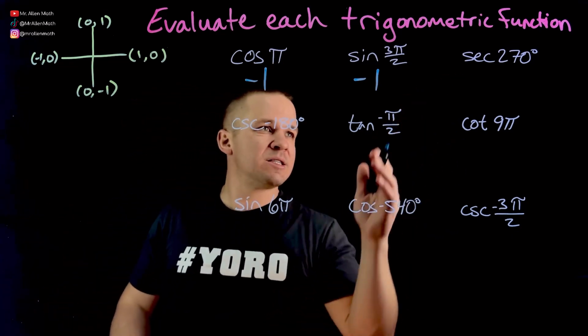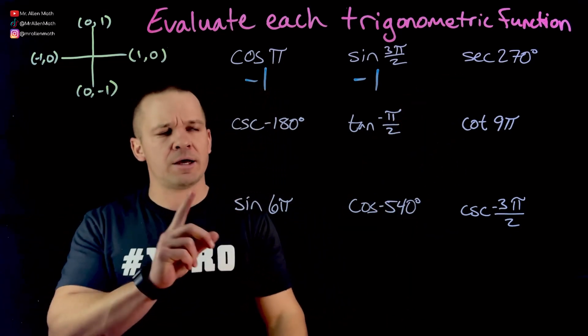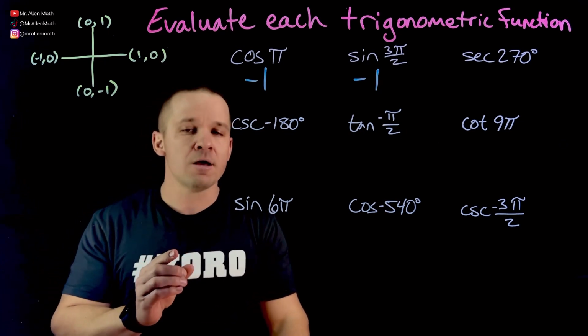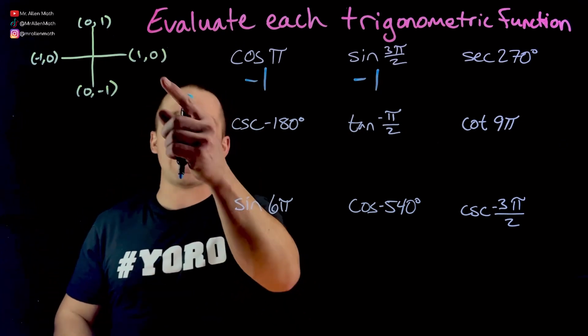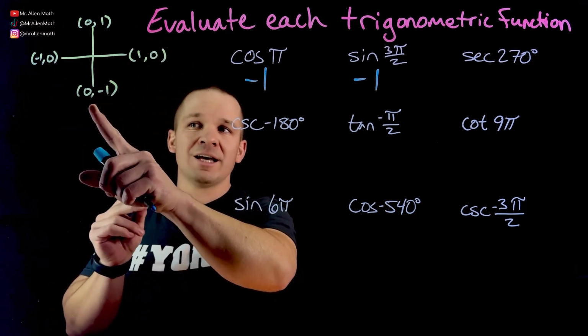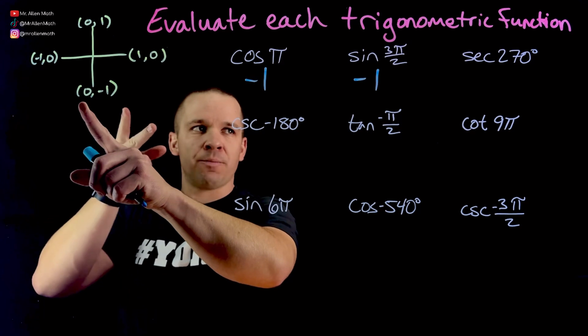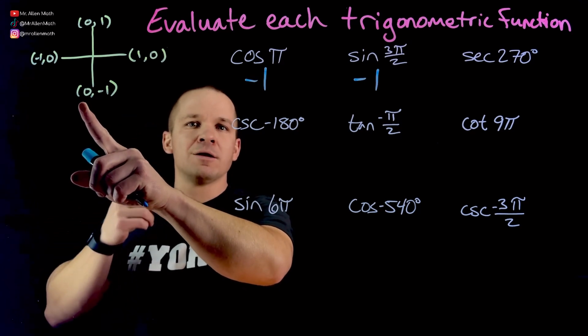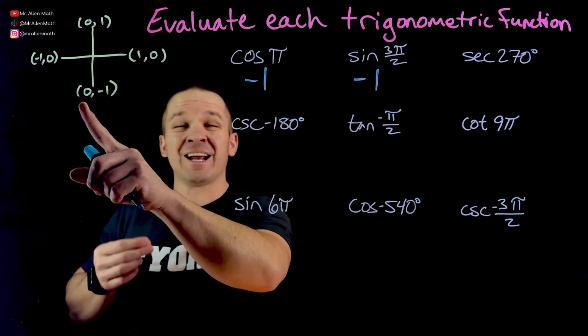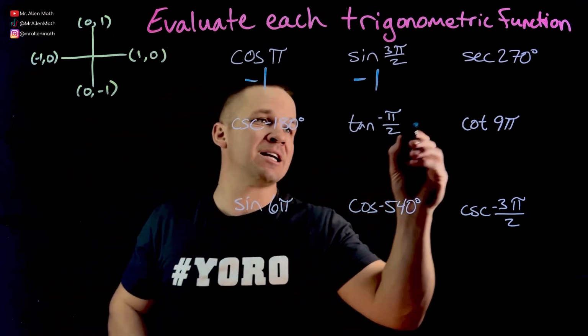Crazy. Secant of 270. Okay, hold up. So secant is my reciprocal of cosine. So I'm looking at my cosine value at 270, which is right here. Cosine is 0. What's the reciprocal of 0? Well, it's going to be something over 0, right? Can I do something over 0? Can I divide by 0? No, I cannot divide by 0.